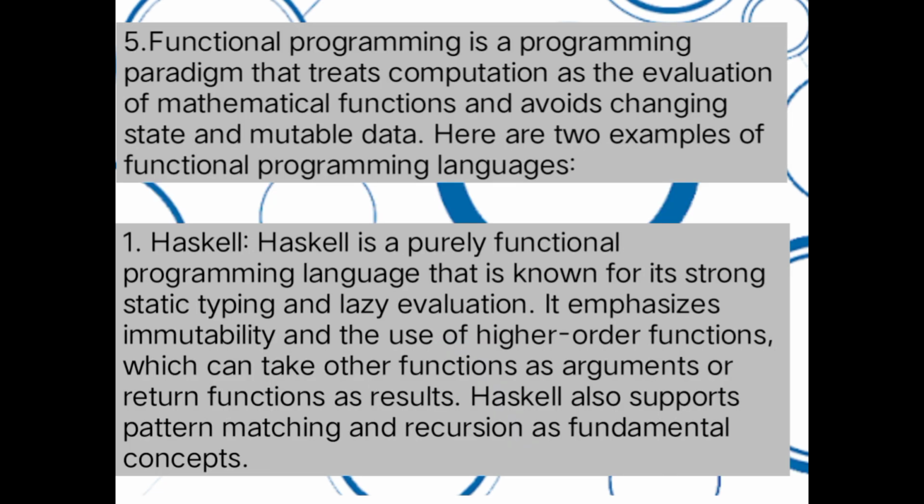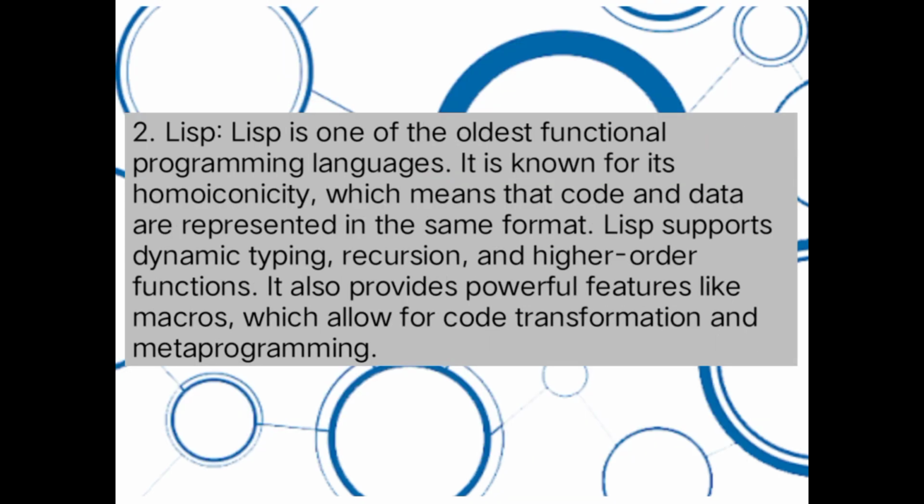Functional programming is a programming paradigm that treats computation as the evaluation of mathematical functions and avoids changing state and mutable data. Here are two examples of functional programming languages. Haskell is a purely functional programming language that is known for its strong static typing and lazy evaluation. It emphasizes immutability and the use of higher order functions, which can take other functions as arguments or return functions as results. Haskell also supports pattern matching and recursion as fundamental concepts.